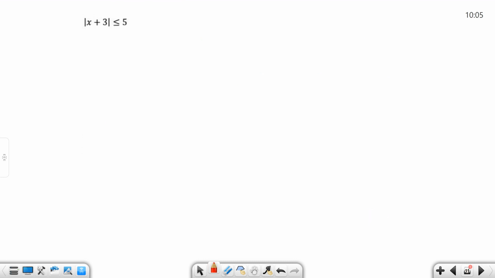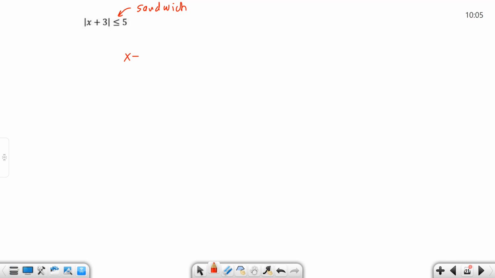Absolute value x plus 3 is less than or equal to 5. So here's less than. What are we going to do? This is let us make a sandwich. And it's less than a positive, so we're good there. We can keep going. If it's less than a negative, it's a special case. Less than 5 would keep going.